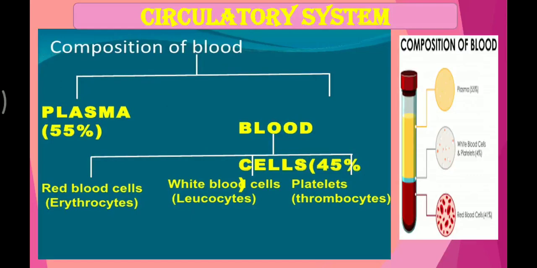White blood cells, WBC, is the short form. White blood cells are called leukocytes. Erythrocytes are red blood cells, leukocytes are white blood cells. And the next one is platelets.